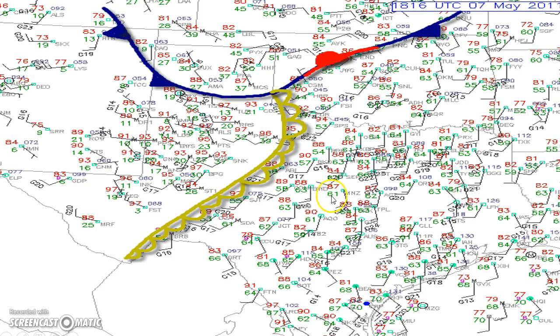And I want you to notice something. Out ahead of the dry line, we have dew points in the upper 50s, low 60s. Typically, we want to see them a little higher for severe weather, but that can still be conducive to some degree. The real thing I want to point out is the dew points behind this dry line: 26, 37, 23. So there's quite a difference.